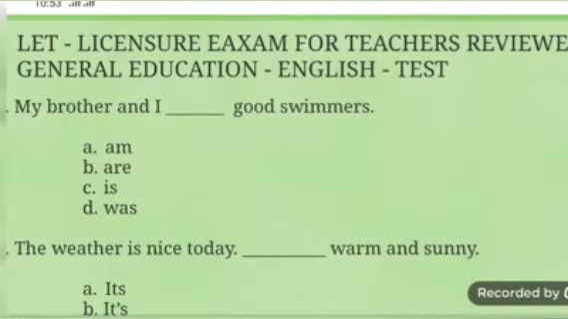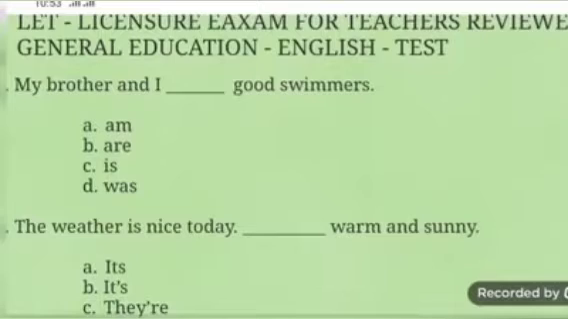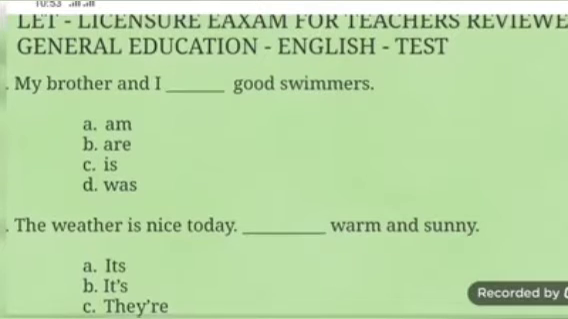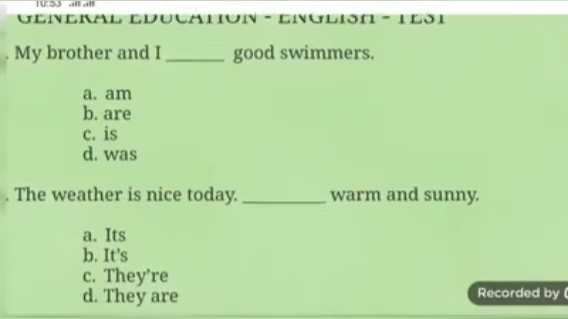Okay, so let's start. My brother and I blank good swimmers. Now here the subjects are my brother and I. So the subject is compound, so the verb that must follow it is plural, and that's are. So my brother and I are good swimmers.